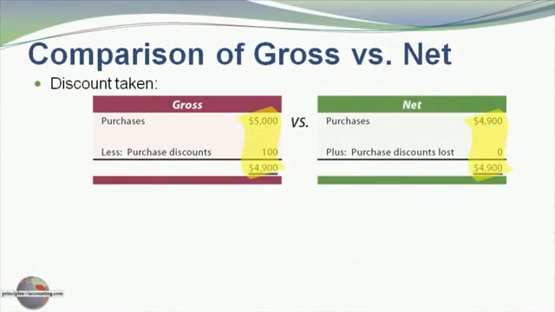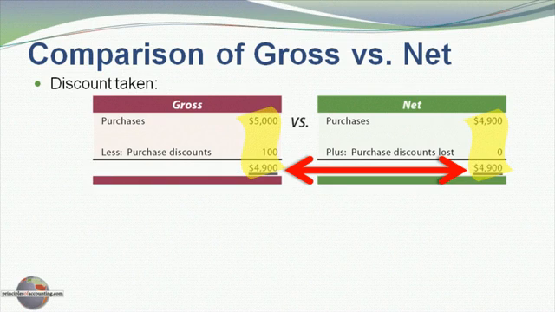So here's an example comparing the two with the discount taken. On the left, I show purchases $5,000 less purchase discounts taken of $100. My purchases net to $4,900. Under the net method, I've got purchases plus purchase discounts lost of $0, so I've got $4,900 in either case. That's what I paid for the goods. That's what I'm reflecting when I took the discount. A different presentation, a different set of debits and credits to come to the same end result.